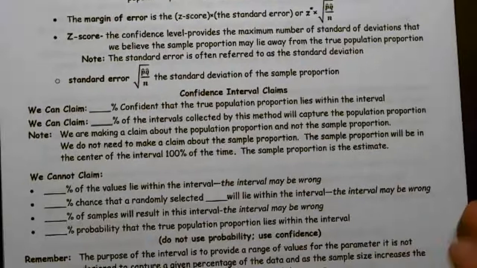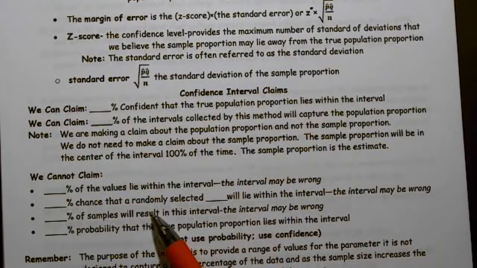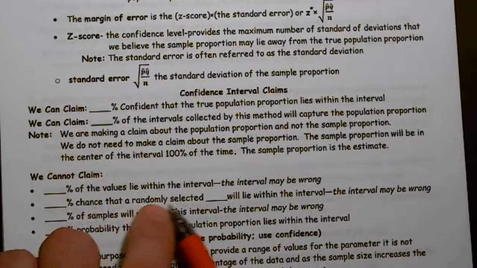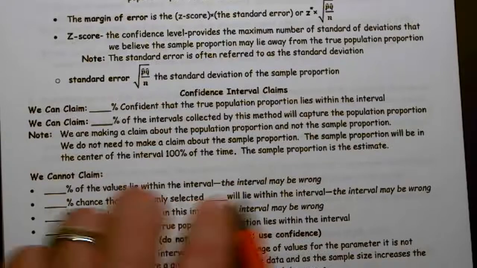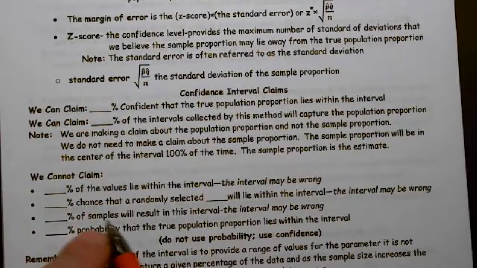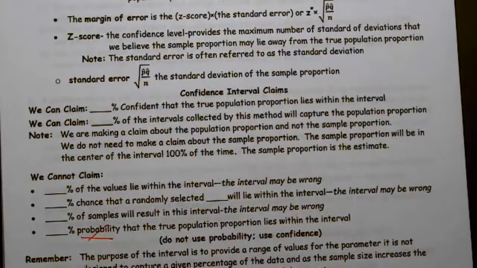We cannot claim that 95% of the values lie within the interval. We cannot say that there's a 95% chance that a randomly selected value will lie within the interval. We cannot say that 95% of samples result in this interval. And we cannot say 95% probability. We hate the word probability. We like to use confidence that the true population proportion lies within the interval.